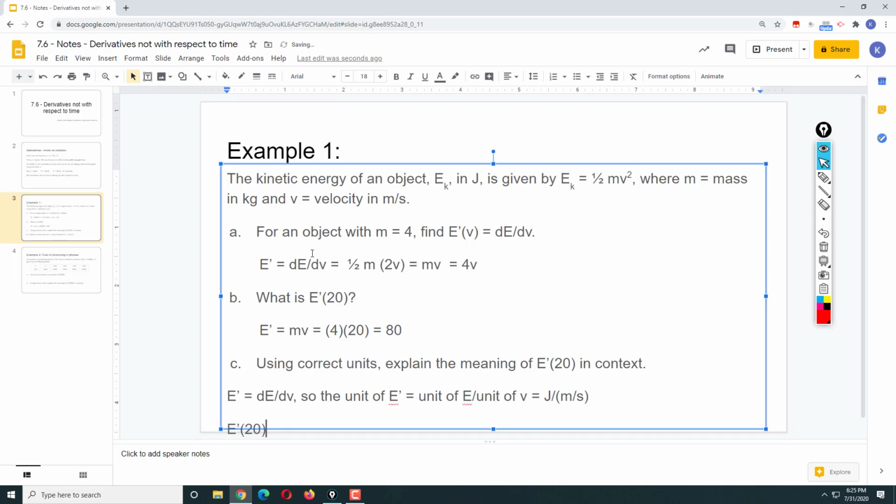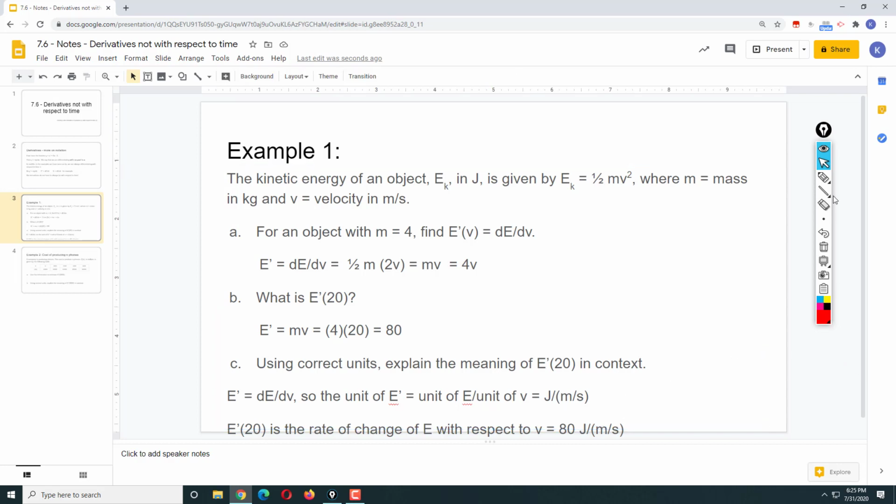So E prime of 20, using our standard sentence starter from before, is the rate of change of E with respect to v, which is equal to 80, because E prime of 20 equals 80, and the unit is 80 joules per meter per second. So what it's really saying is that when the velocity increases by 1 meter per second, the energy increases by 80 joules. Okay. Example 2.